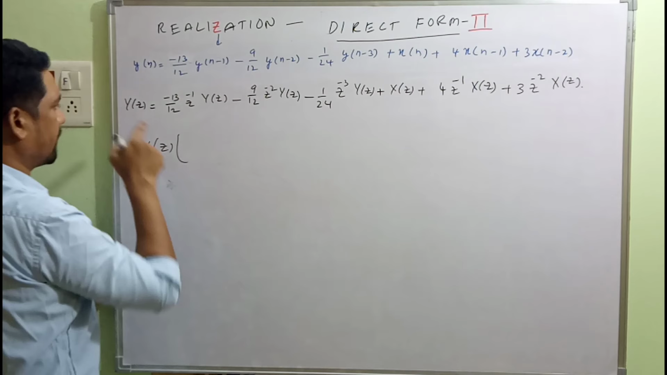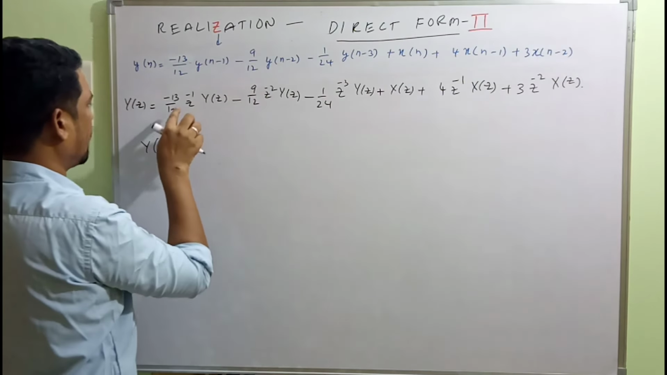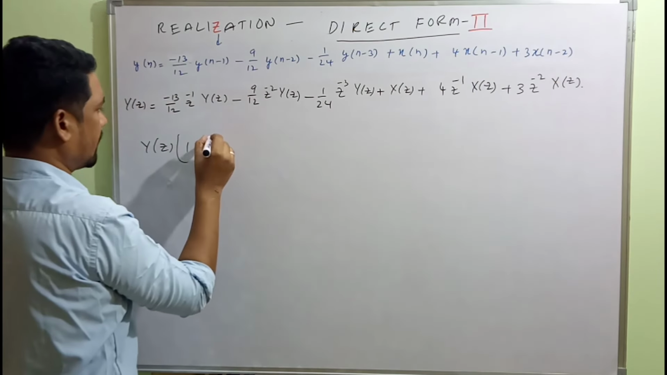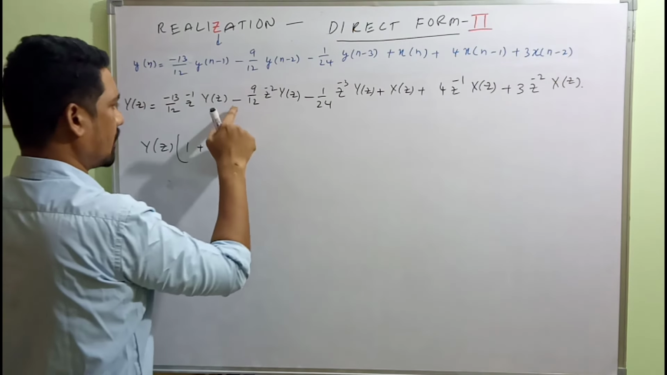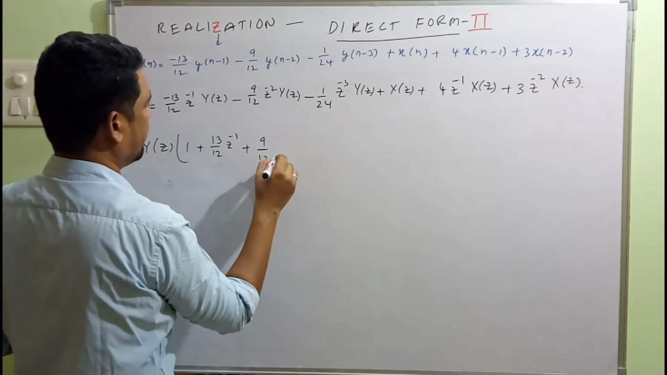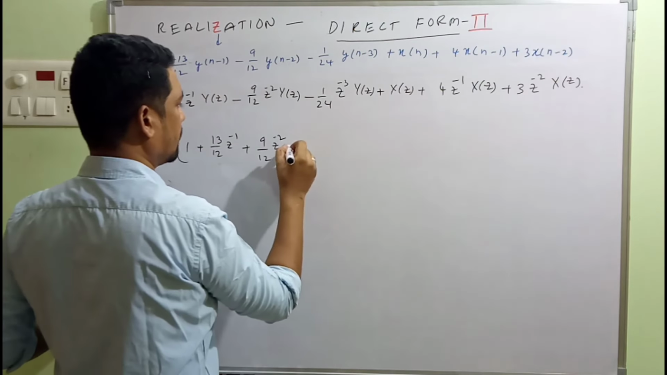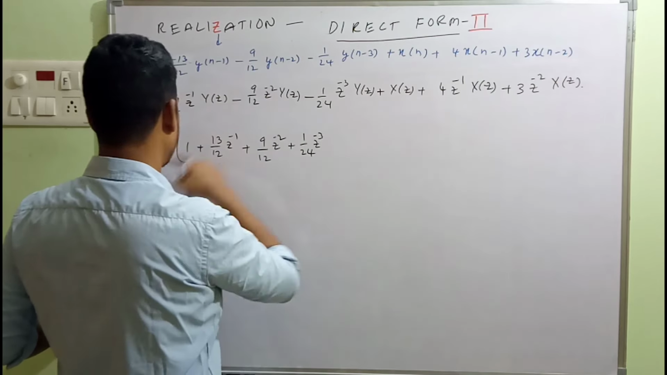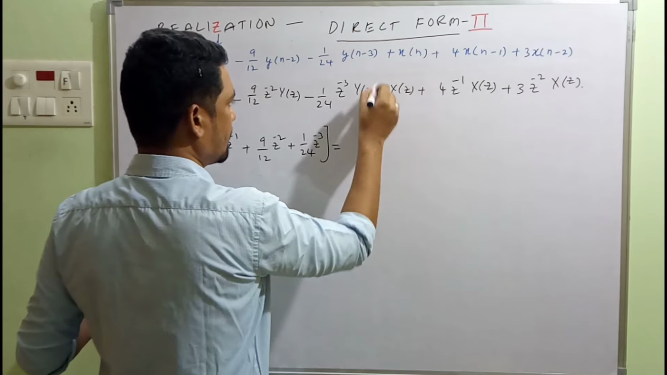So taking out y of z as common from this one, we have 1, and from here plus, yes, it will be positive, right? It will be 13 by 12 z raised to minus 1, and even this will be positive, plus 9 by 12 z raised to minus 2, taking out y of z as common, plus 1 upon 24 z raised to minus 3. y of z came out, so this is the one which is equal to... all these are shifted to the LHS.